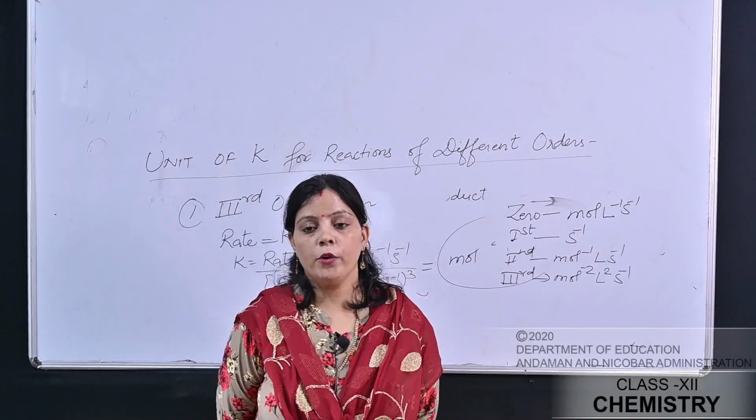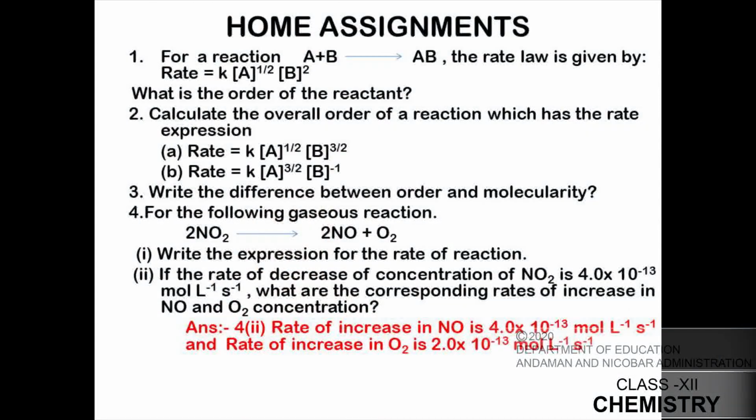Okay students, after that I would like to give you some home assignments. In the first question, a rate law is provided and with its help you have to calculate the order of the reaction. The order is simply the sum of the powers, or exponents, to which the concentration terms are raised in the rate law expression. In the second, you have to calculate the overall order of the reaction, and the rate law expression is given to you. Third, you have to write the difference between order and molecularity.